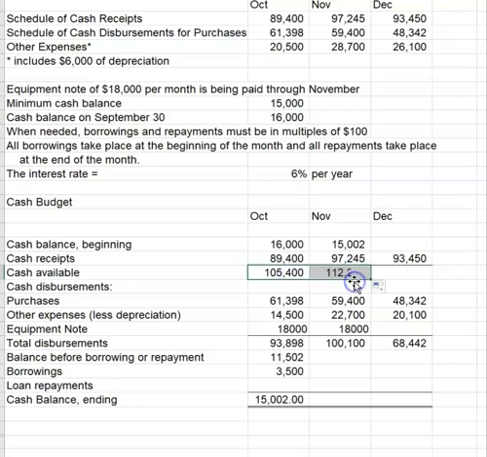Add together the $15,000 and the $97,245. We can see we've got cash available of $112,247. Out of that, we need to pay $100,100 in cash disbursements. So we end up with a cash balance before borrowing and repayment of $12,147.